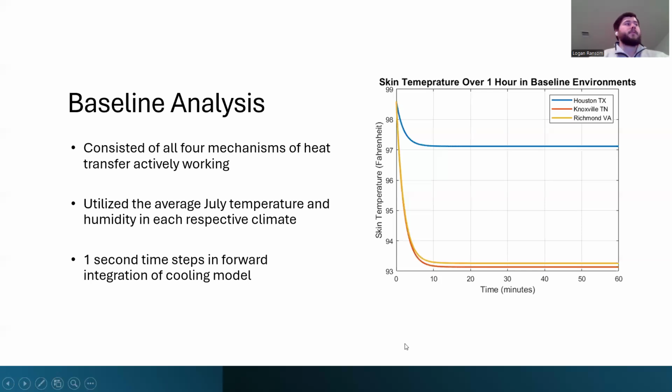So then we move to the baseline analysis, and the baseline analysis consisted of simulating the mathematical model with forward integration in 1 second time steps. All four mechanisms of heat transfer were actively working, and the average July high temperature and humidity for each respective climate was used to produce the results. And as you can see, the results are on the graph on the right, and they show the differentiation of skin temperature over time in respect to a 1 hour time frame in each of the three climates using their baseline July high temperatures and humidities in each of those three locations.